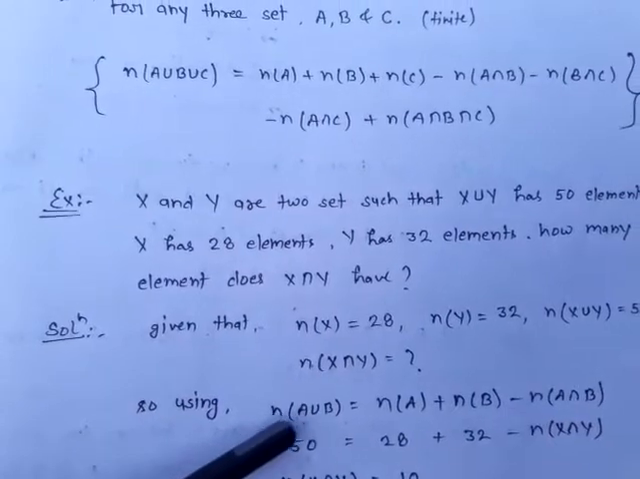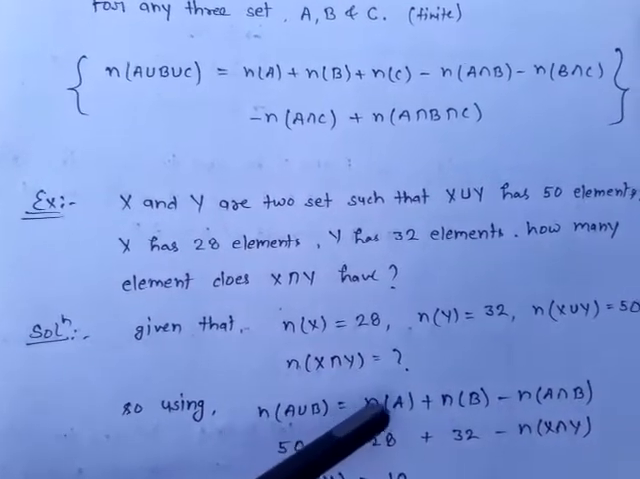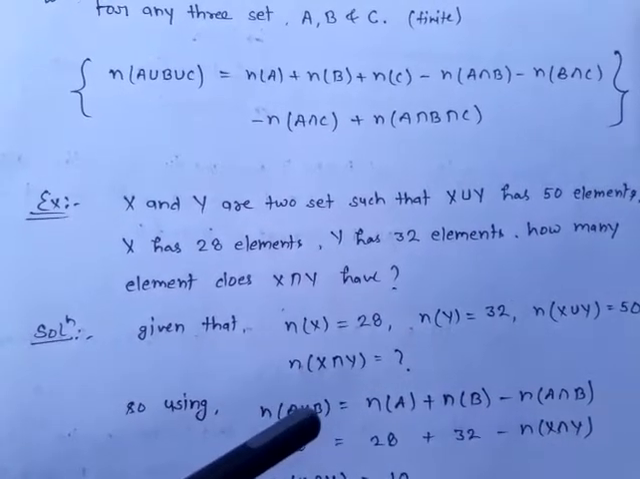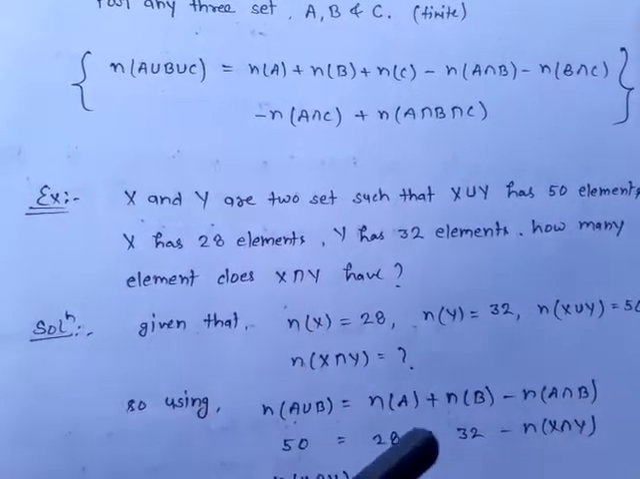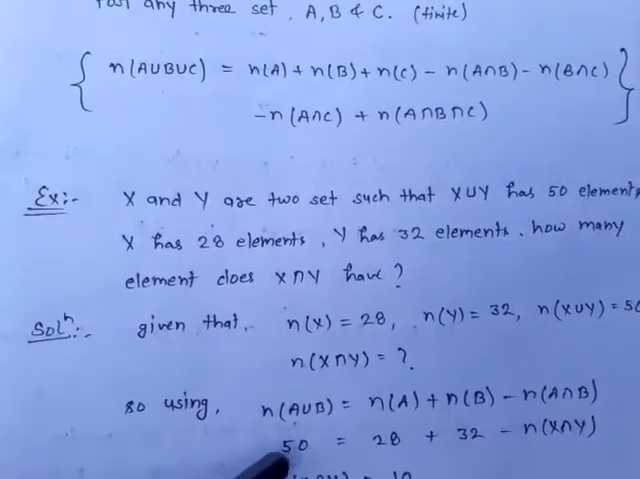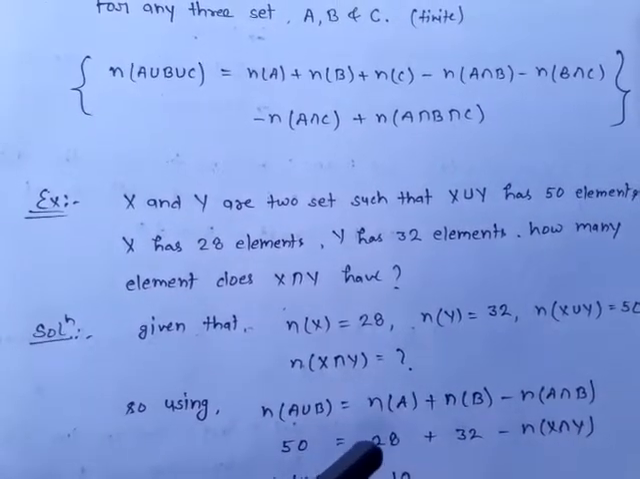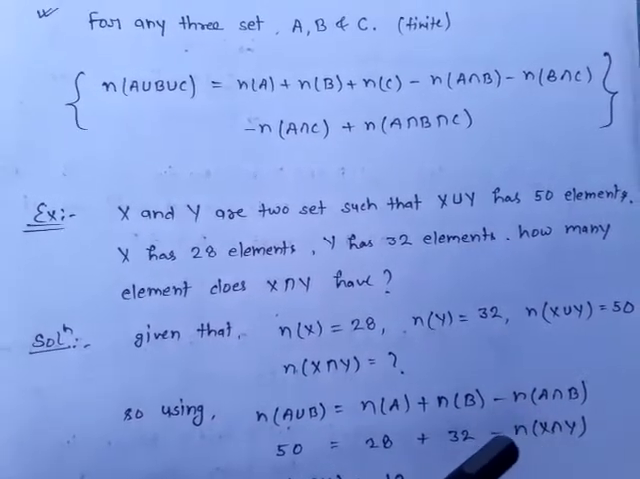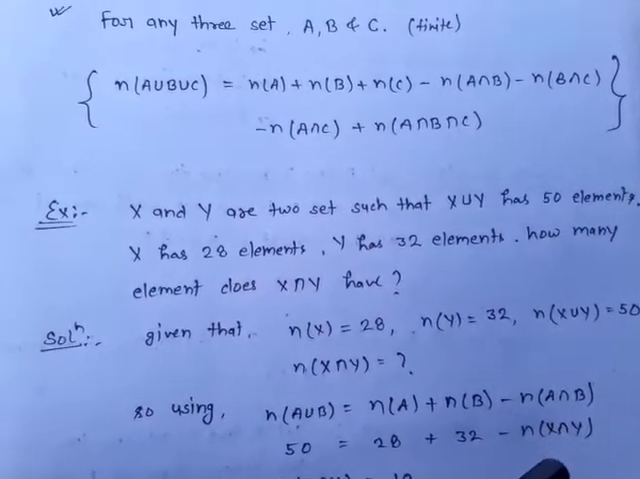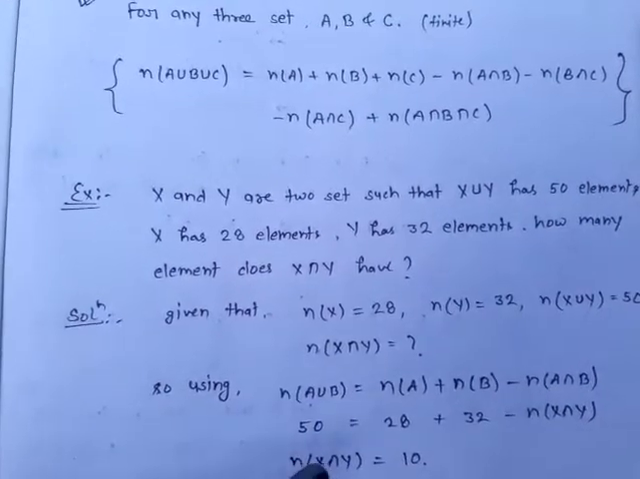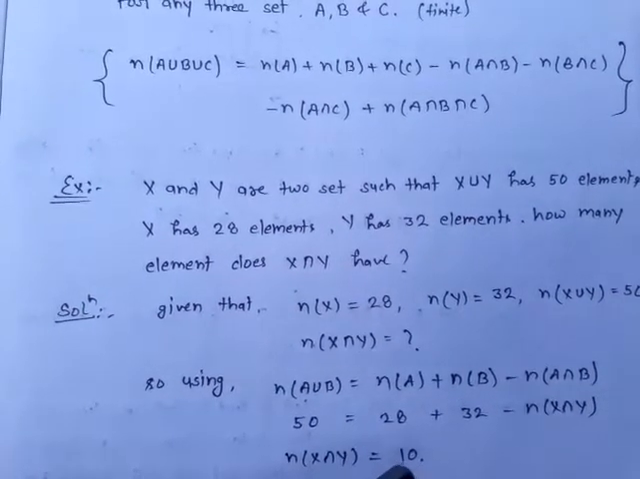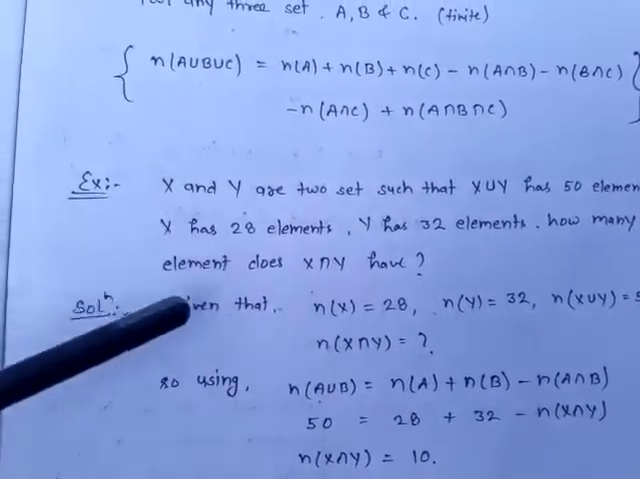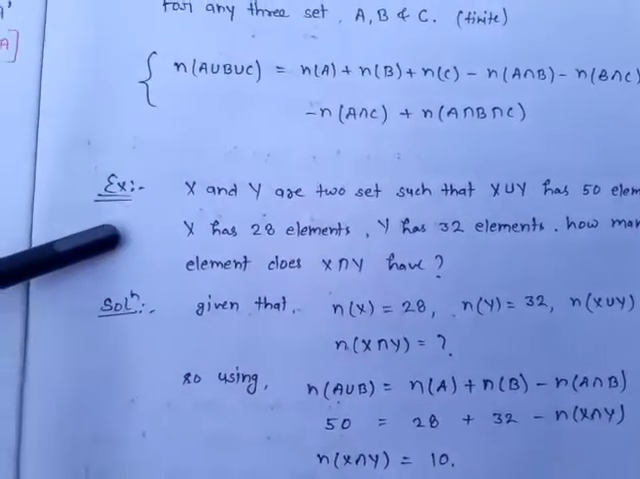Using the above formula, n(A union B) is equal to n(A) plus n(B) minus n(A intersection B). In place of A and B, we use X and Y. So n(X union Y) is 50, n(X) is 28, n(Y) is 32, and we need to find n(X intersection Y). Solving this, we get n(X intersection Y) is equal to 10. That means X intersection Y has 10 elements. This is the format for this particular form of question.